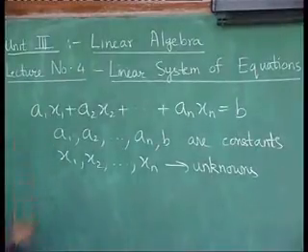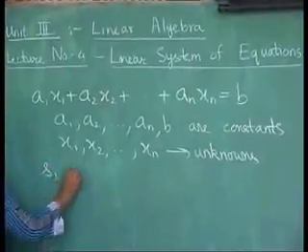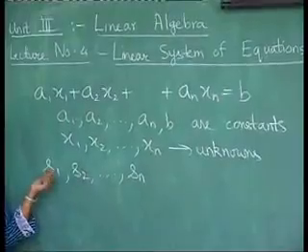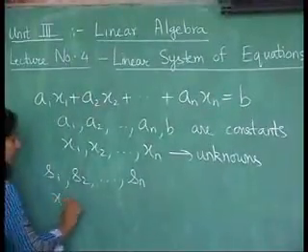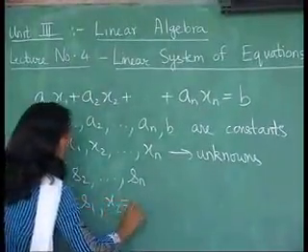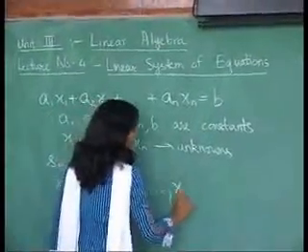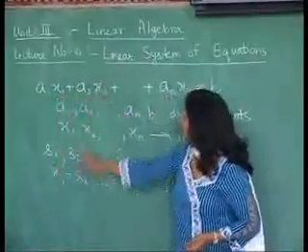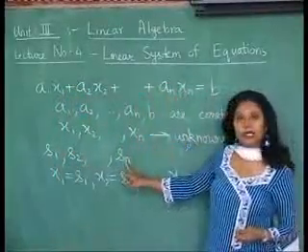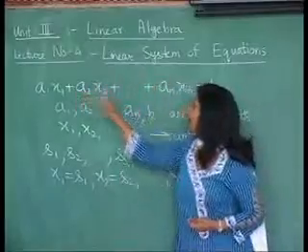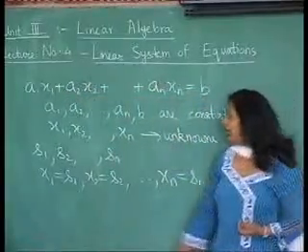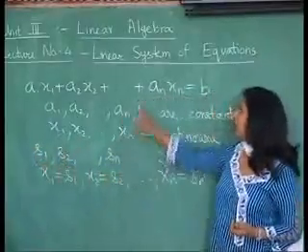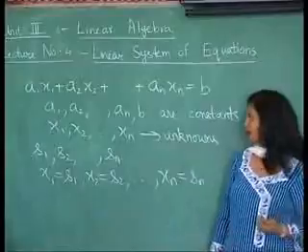And by a solution of such an equation, we mean a sequence s1, s2, ..., sn of numbers such that when I put x1 equal to s1, x2 equal to s2, xn equal to sn, when I put x1 equal to the first value, x2 equal to the second value, xn equal to the last value, this equation has to be satisfied. Then s1, s2, ..., sn together will be called a solution of this equation.